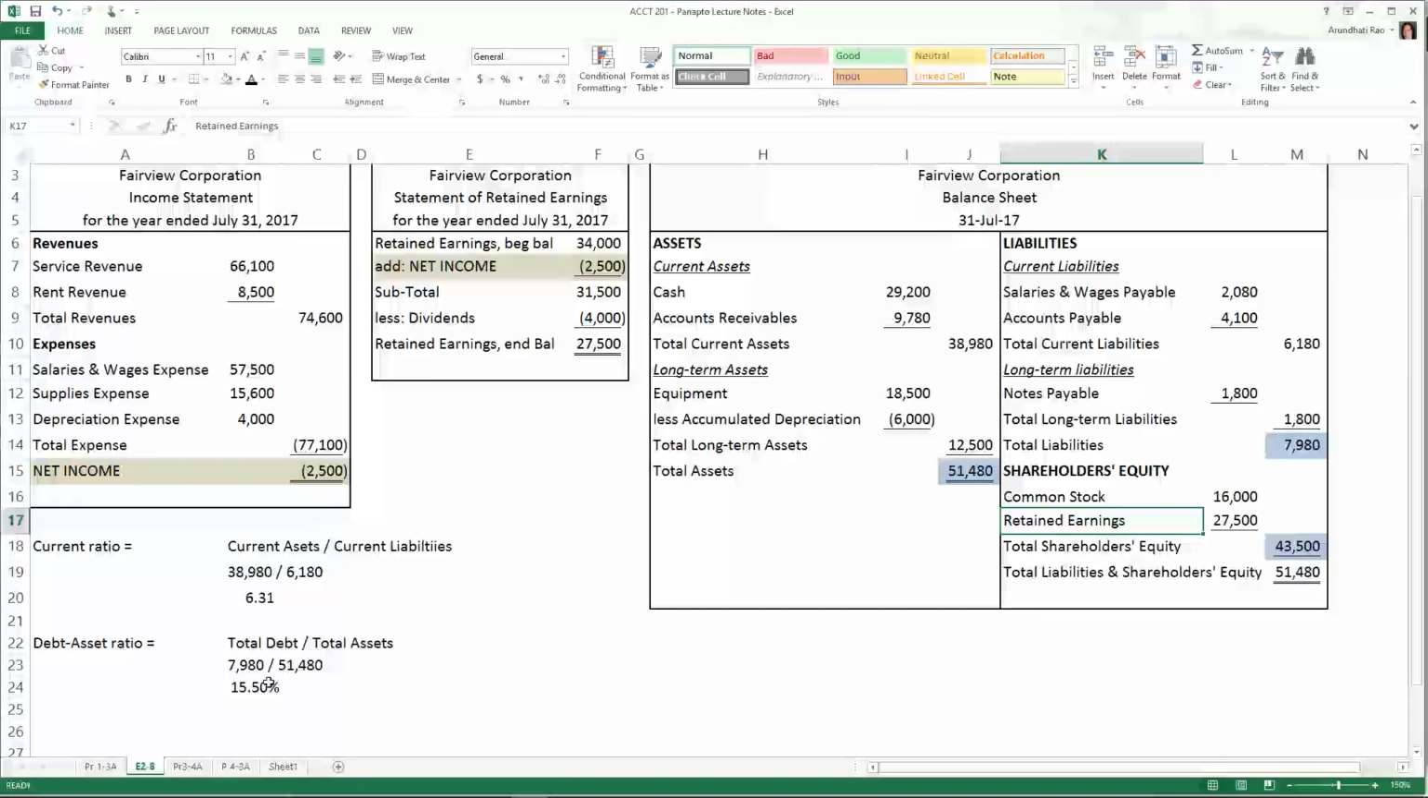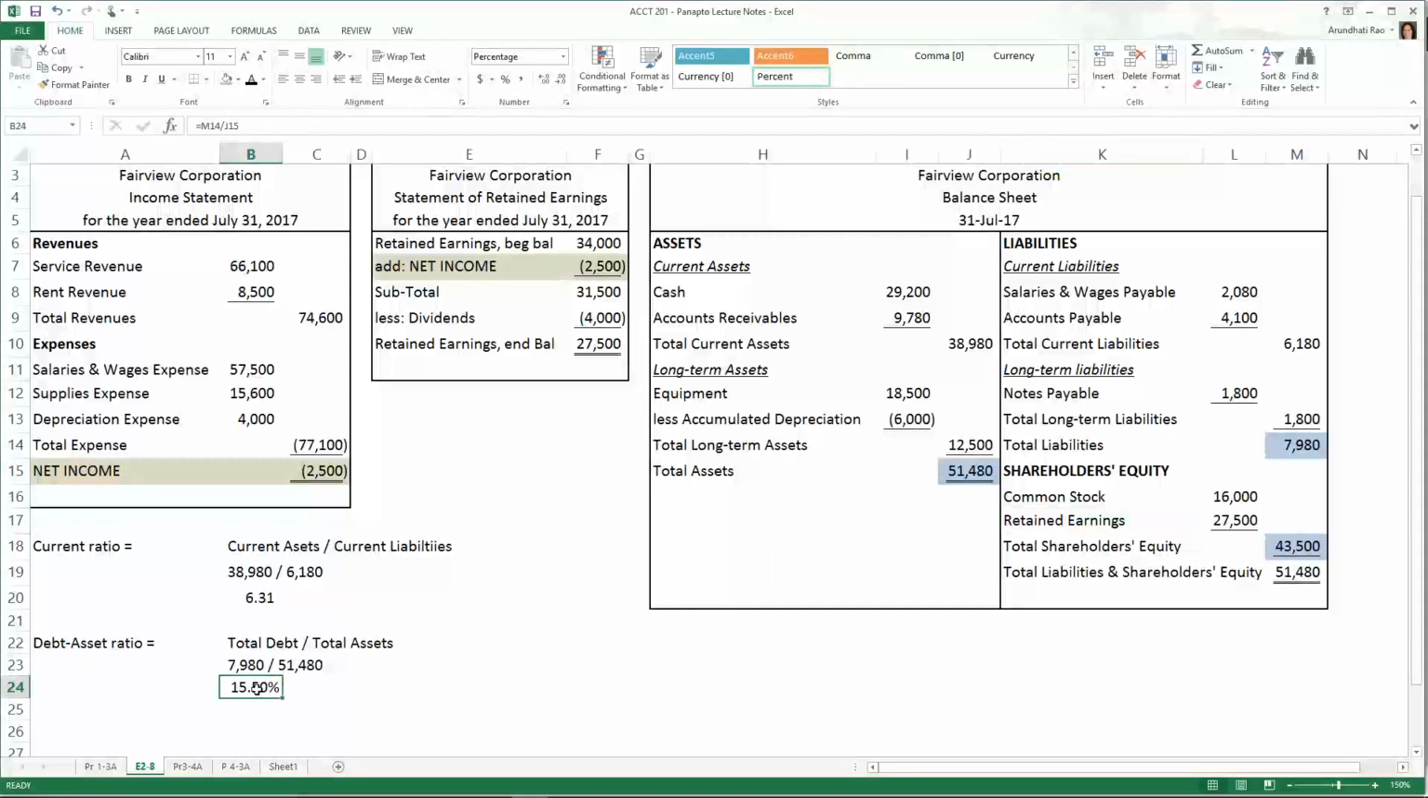Relative as in, I want to see what does this compare to my previous year? What does this compare to my competition? If everyone in the industry has a debt to asset ratio of 10%, then I'm not doing good. If everyone has 50%, then I'm doing better. So a lot of it is comparison.